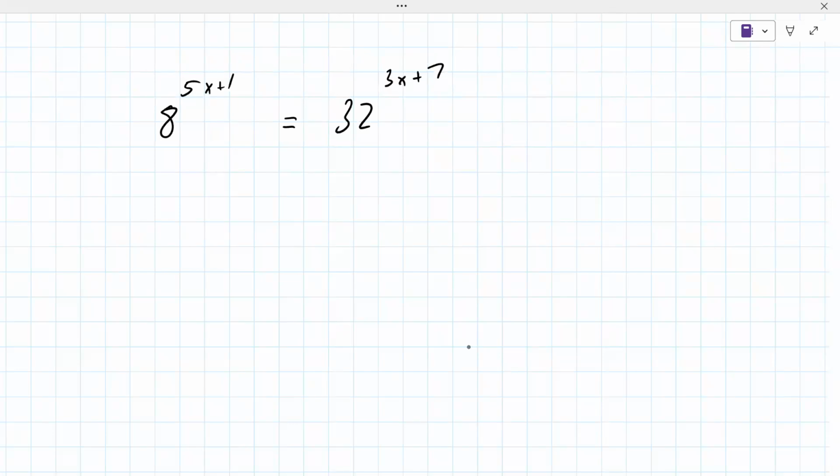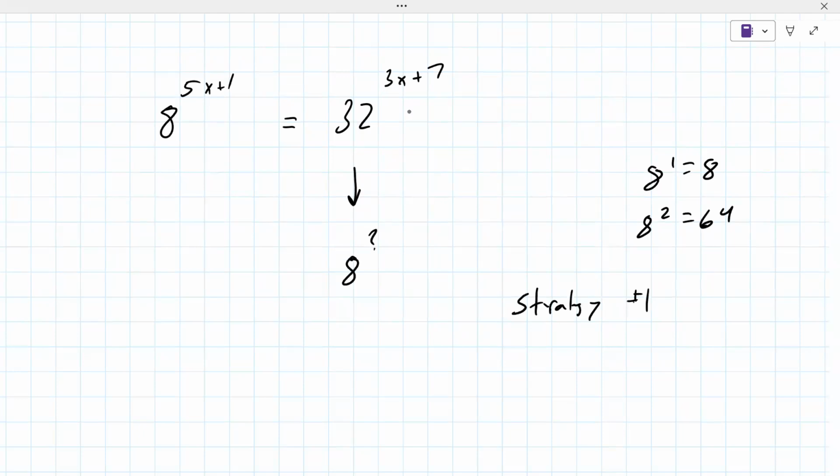Okay. So what you cannot do is you actually cannot go to 8 to some power. 8 to the 1 is 8. 8 squared is 64. You can see we're way past 32. So strategy number one was to go from the larger to the smaller. Strategy number two was to go to the fraction to the whole number. Strategy number three is to change both.